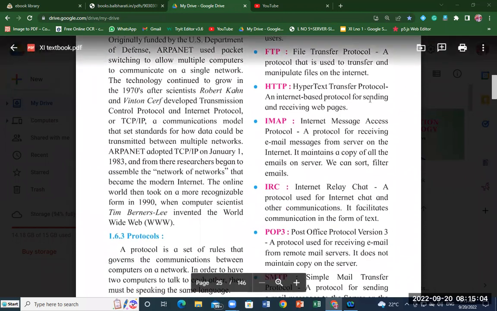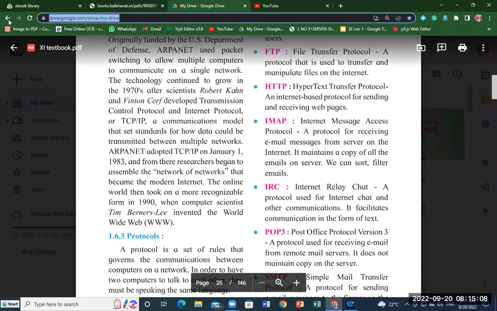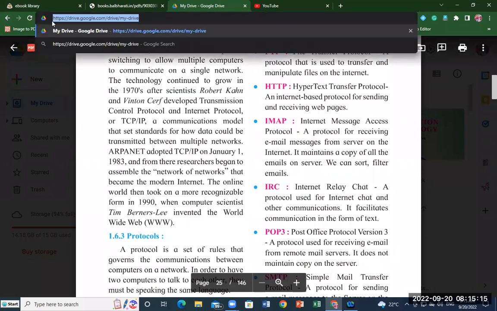HTTP, Hypertext Transfer Protocol. Now, most of the time, whenever I write some address, it is obvious that we can see HTTPS. Yes, here you can see HTTP, that is Hypertext Transfer Protocol. Okay.